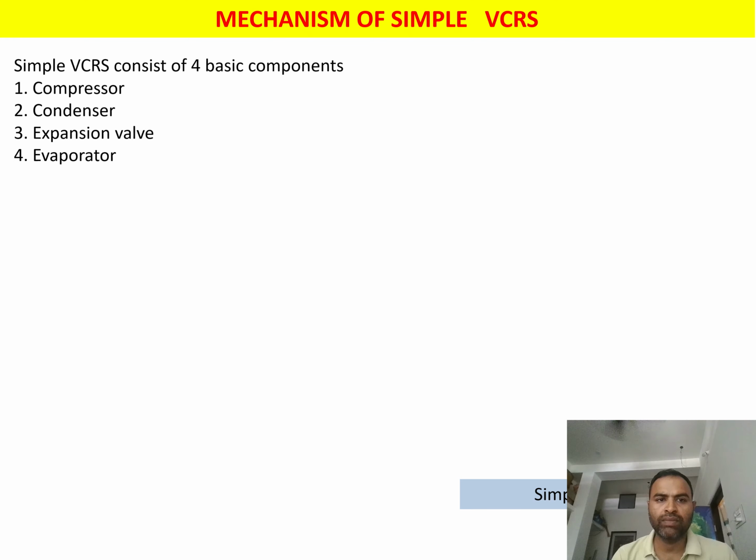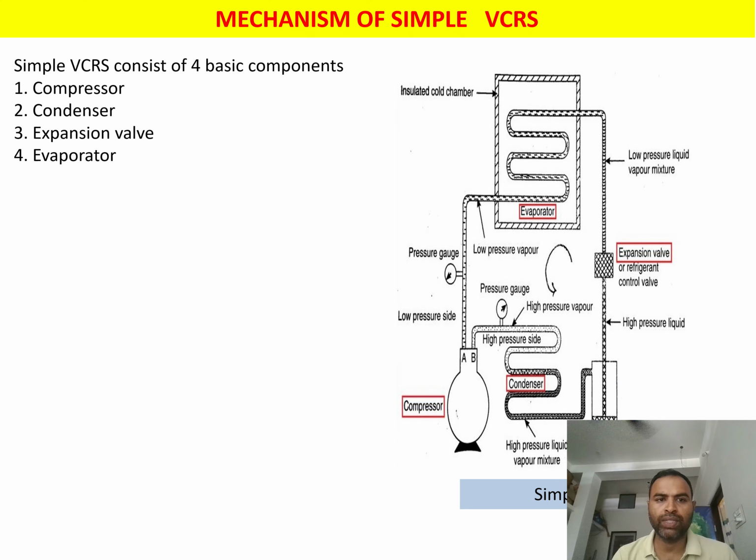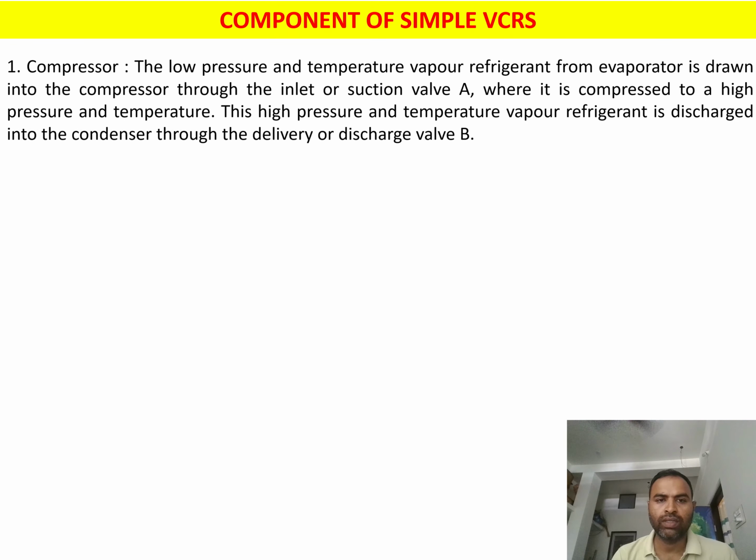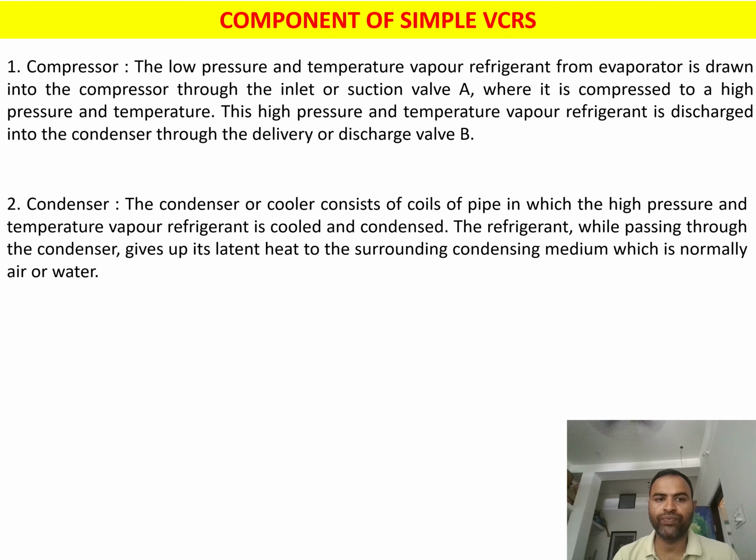The simple VCRS system consists of four components, that is compressor, condenser, expansion valve and evaporator. Compressor: the low pressure and low temperature vapor refrigerant from the evaporator is drawn into the compressor through the inlet or suction valve where it is compressed to a high pressure and temperature. This high pressure and temperature vapor refrigerant is discharged into the condenser through the delivery or discharge valve at B.